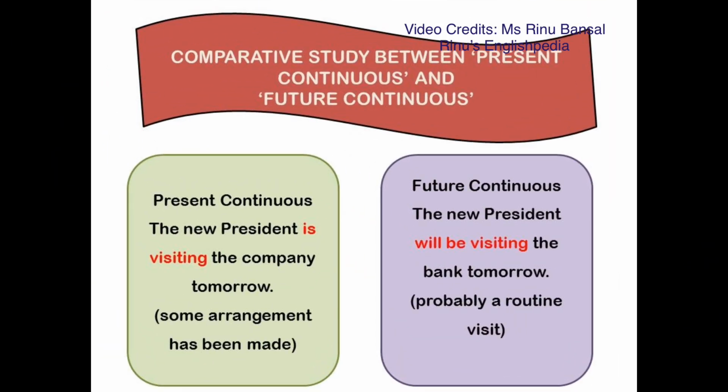When having to decide between using the present continuous tense and the future continuous tense, please remember the present continuous tense is used when some arrangement has been made. For example, the new president is visiting the company tomorrow. On the other hand, the future continuous tense is used when we are probably talking about a routine visit or a routine happening. For example, the new president will be visiting the bank tomorrow.